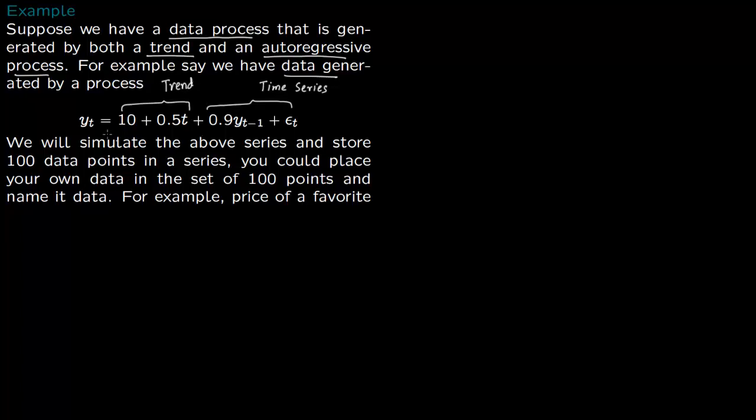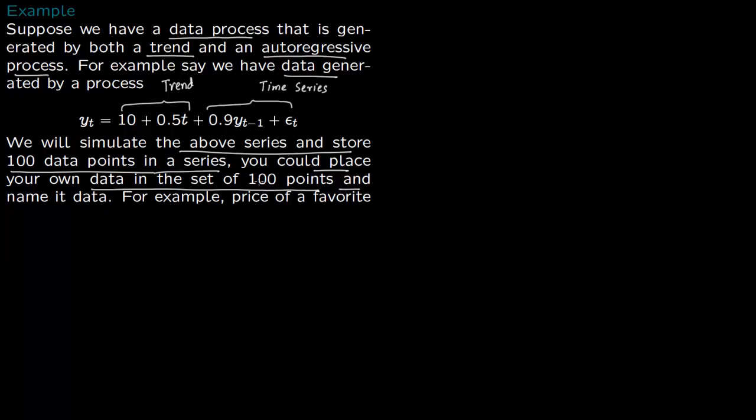So what we are going to do is simulate 100 data points from this series. So we are going to simulate the above series and store 100 data points in the series, and then we are going to put some model on these data points. Instead of these 100 data points, you could just choose the prices of your favorite commodity. I'm using this model because once the results come out after fitting the model, we know how to compare those results with the underlying process.